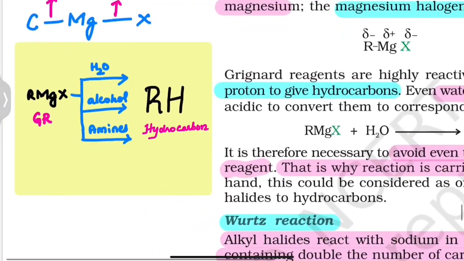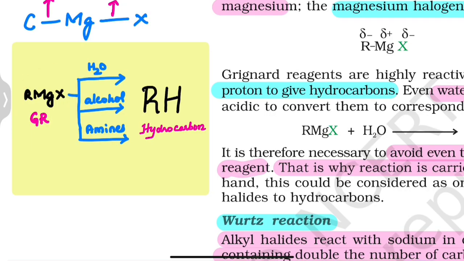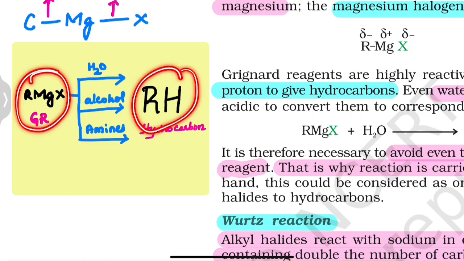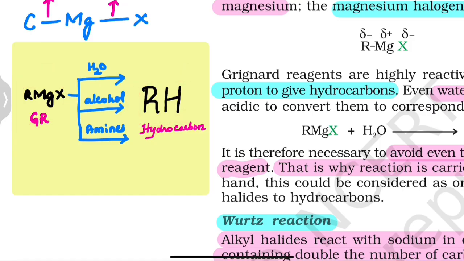So here, what they have given is a Grignard reagent. Even if a proton source is present, it will be converted into hydrocarbon. The sources given here are water, alcohol and amines. Remember, in one of the NEET examinations it was given water: when Grignard reagent is treated with water, what is the product obtained?